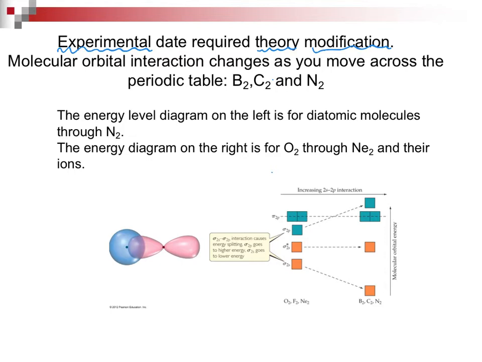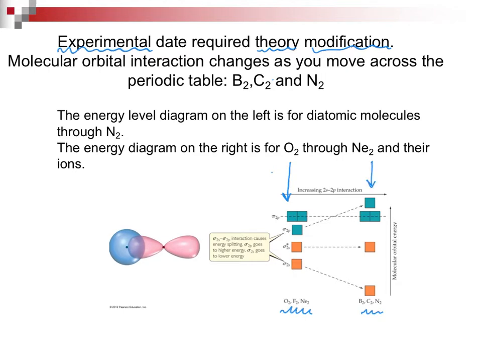All right, so I've always tried to present this. I always have a lot of questions. So let's just say the facts. If I have oxygen, fluorine, or neon, the diatomic molecules, they will have this order for their molecular orbitals. If I have boron, carbon, or nitrogen, they will have this order.